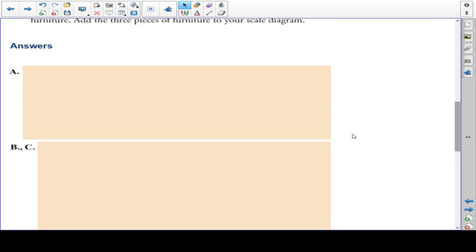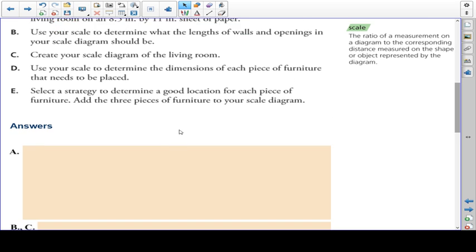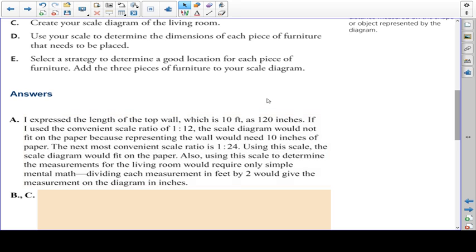All right, so it says determine a scale you can use. One possible answer is changing everything to inches, not feet, and then using a scale of 1 to 12, but that doesn't work. So 1 to 24 would work.